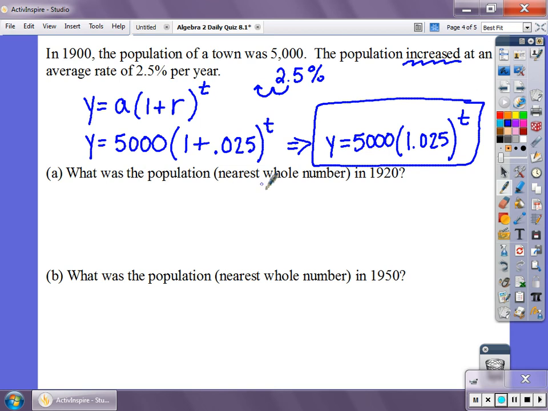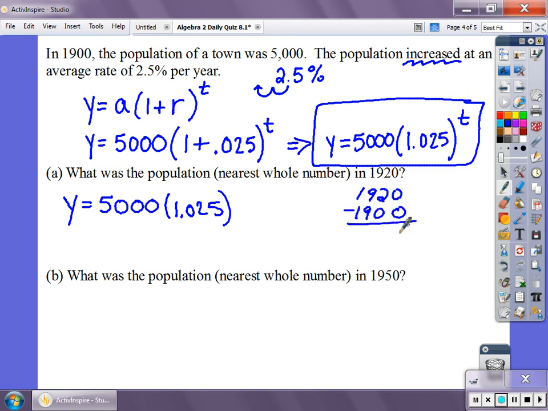So if we're asking what was the population to the nearest whole number in 1920, we're asking what is y when t is not 1920 but 20 years after the initial population. 1920 is 20 years from 1900. So 1.025, and again, I don't want to put 1920 there. That's very, very bad. What you want to do is say, well, 1920, subtract the initial time, which was 1900, and so 20 is what we're going to substitute here.